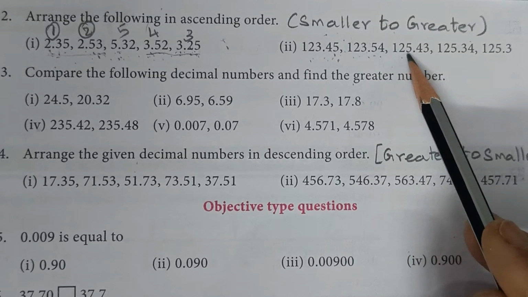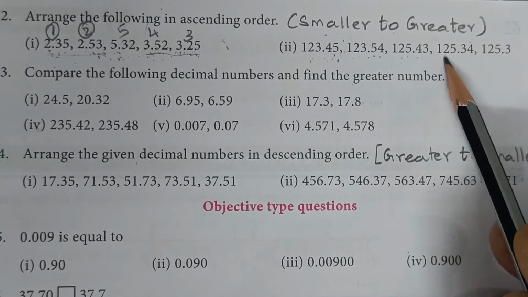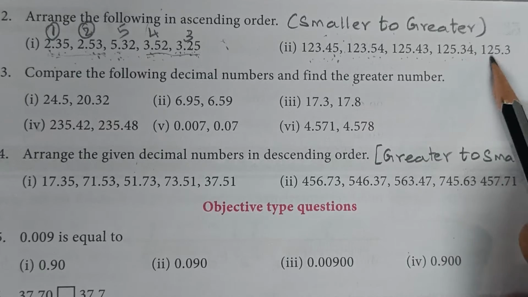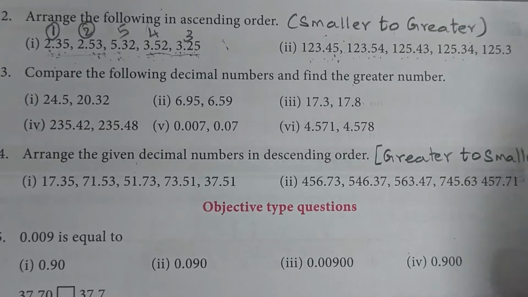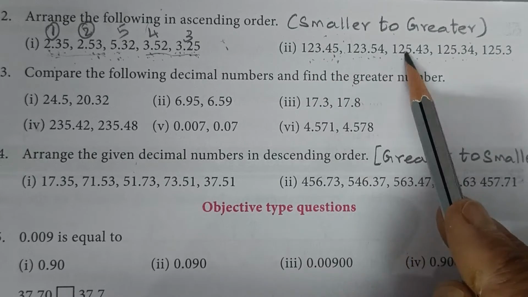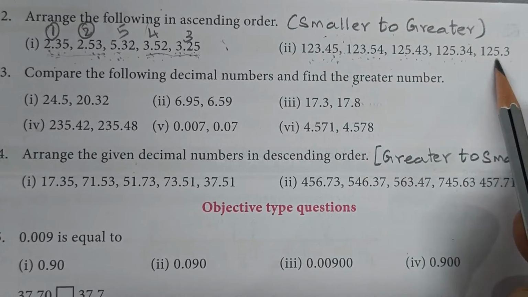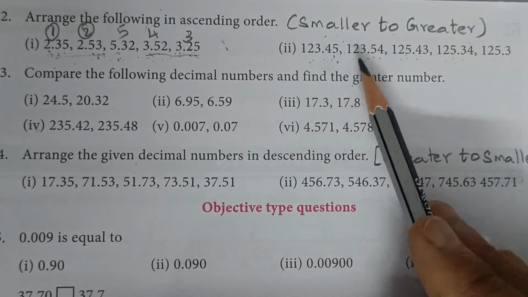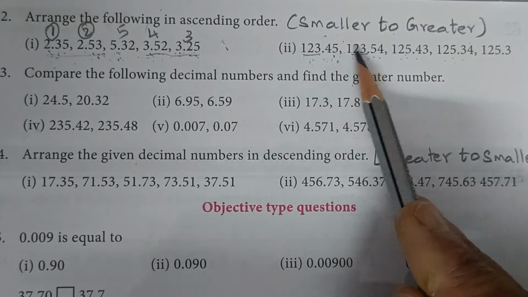Next, 123.54, 125.43, 125.34, 125.3. So first compare whole numbers. 123, 123, 125, 125, 125. Which is smaller? 123. So in 123 we have two numbers.